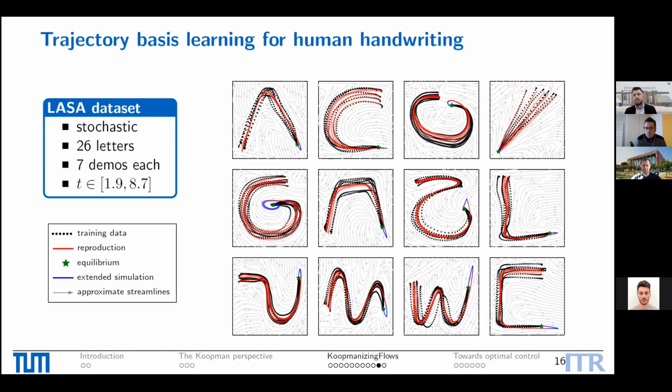And to also demonstrate how we converge asymptotically to the equilibrium, this blue extended line close to the equilibrium is basically showing an extended simulation longer than the time of the demonstrations, just to show how we asymptotically converge to the final state of the demonstrations. And the gray streamlines are the approximate streamlines.